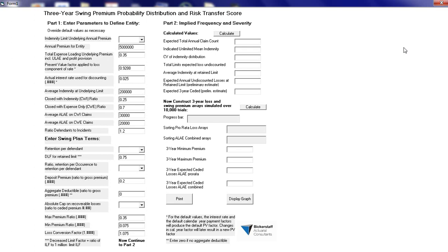Now, I've got two versions of this model, and this first one, which by the way will be in two parts because of the length of the demonstration here, deals with a swing plan for the reinsurance arrangement.